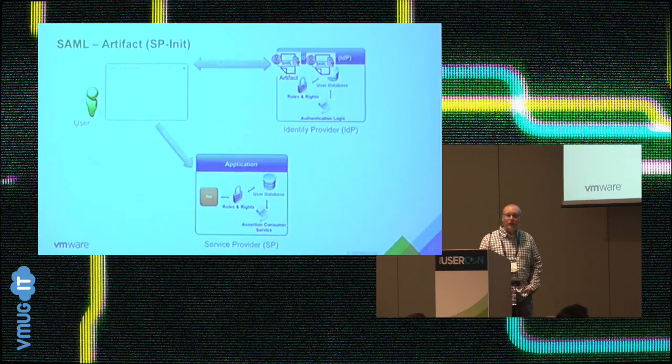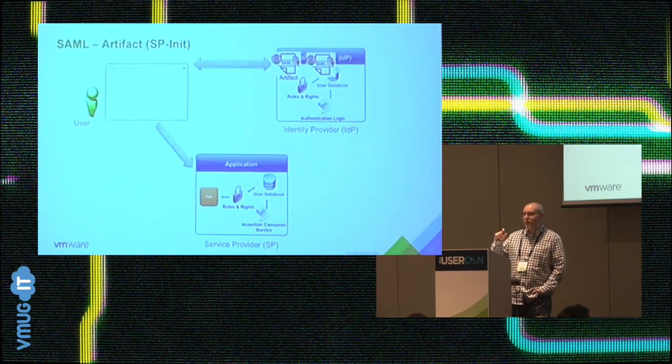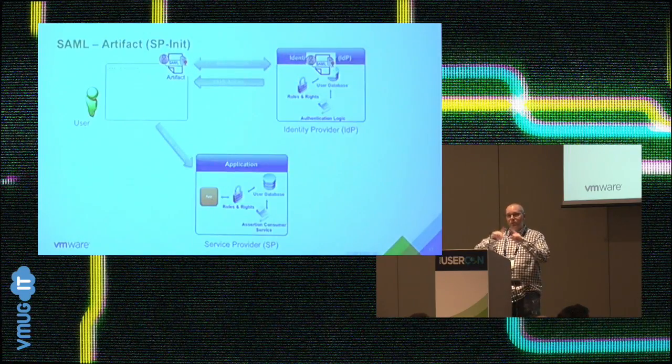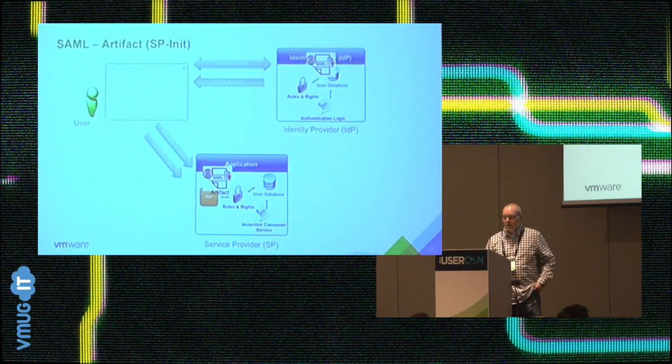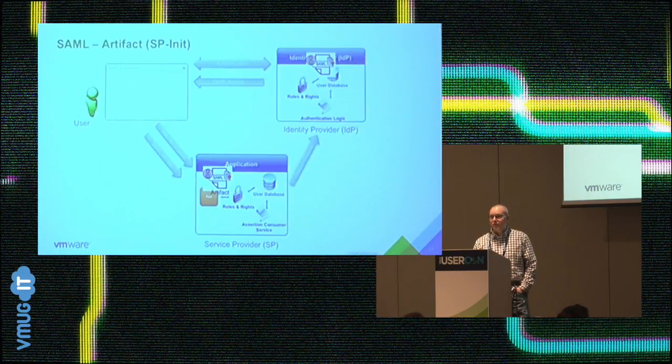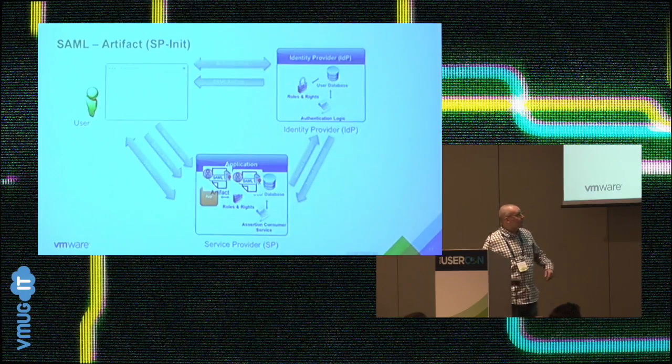Now, the identity provider generates two messages. One is a very, very small artifact that is just a URI, a redirect URI with a unique identifier at the end. And this URI is redirected to the service provider. Now the service provider takes this artifact and requests the full SAML assertion from the identity provider. And obviously the session starts.